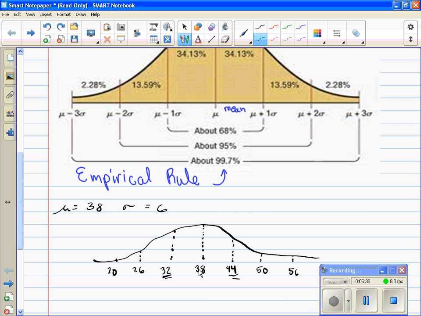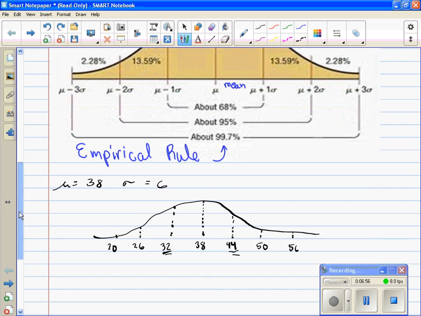If I asked you what percentage of students are less than 38 inches tall, here's the 38. Less than 38 is everybody down here. What percentage of the curve is that? 50. That's 38, splits it in half, right? If I said in between 26 and 50 inches tall, what percentage are we dealing with? 95, right? You see how my curve lines up with the template.